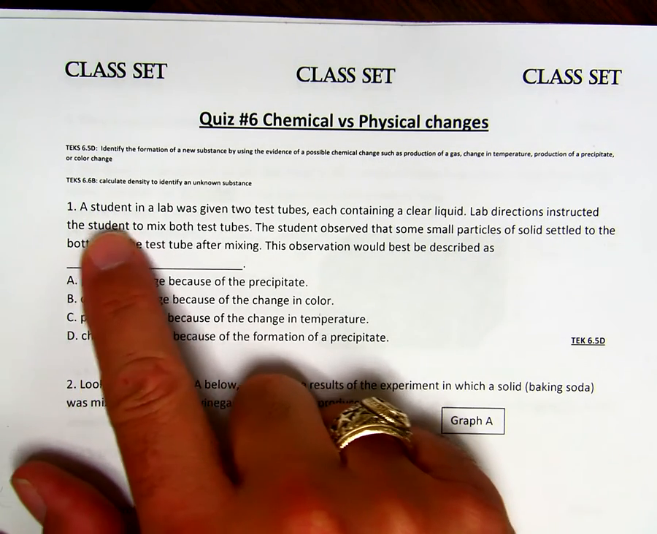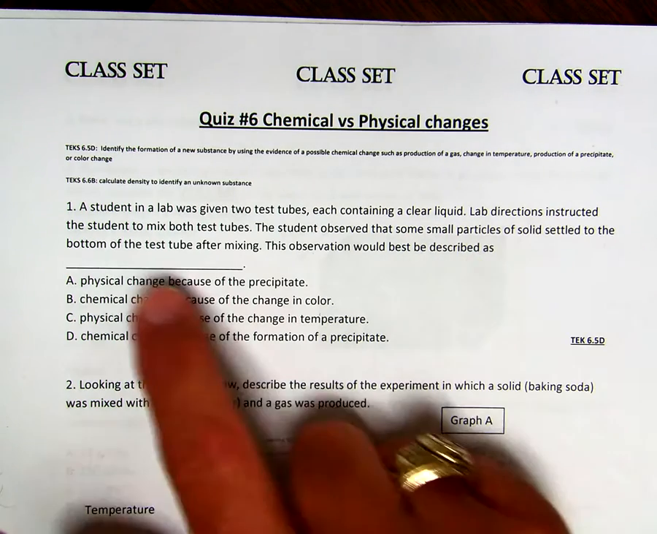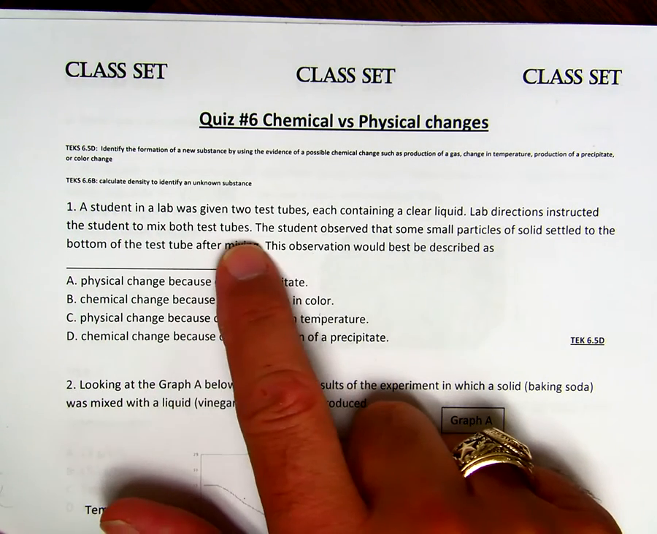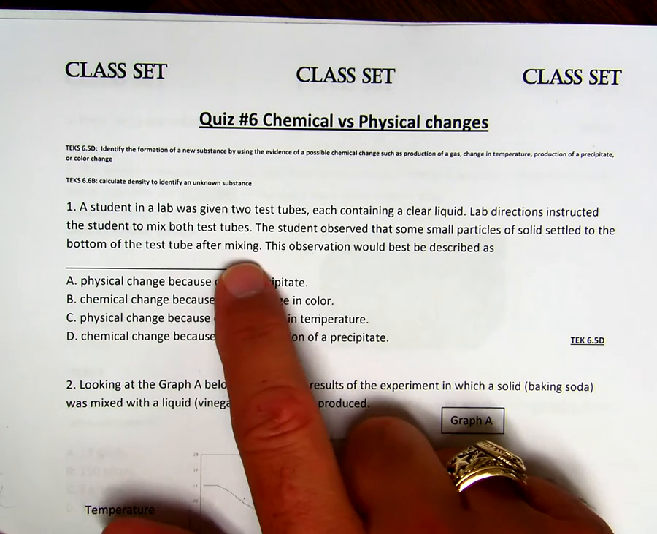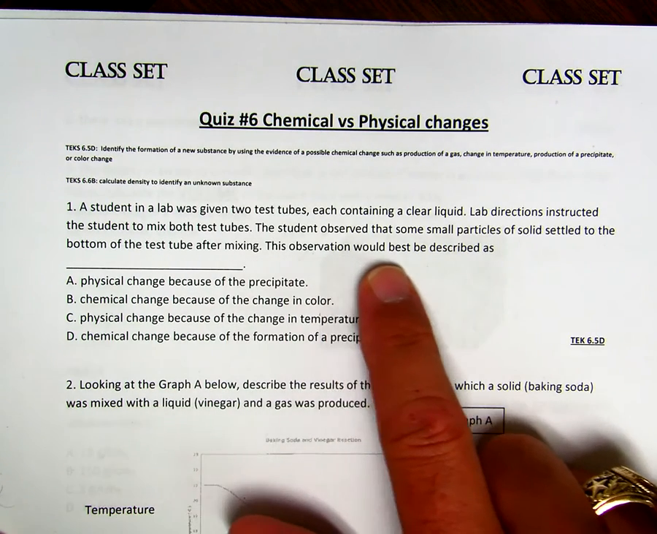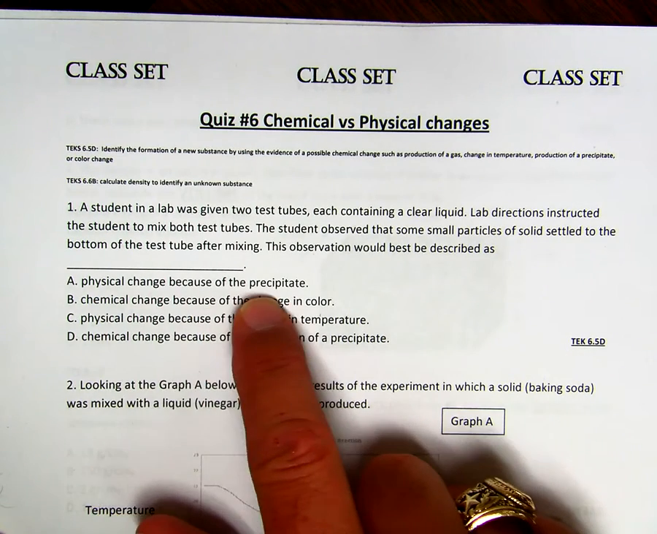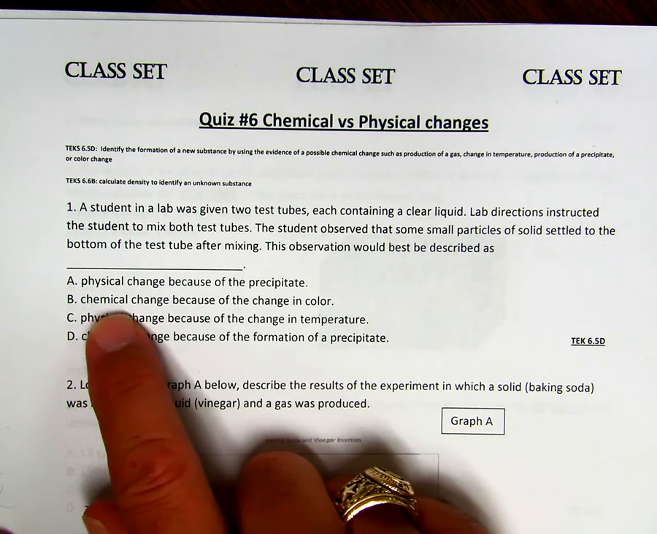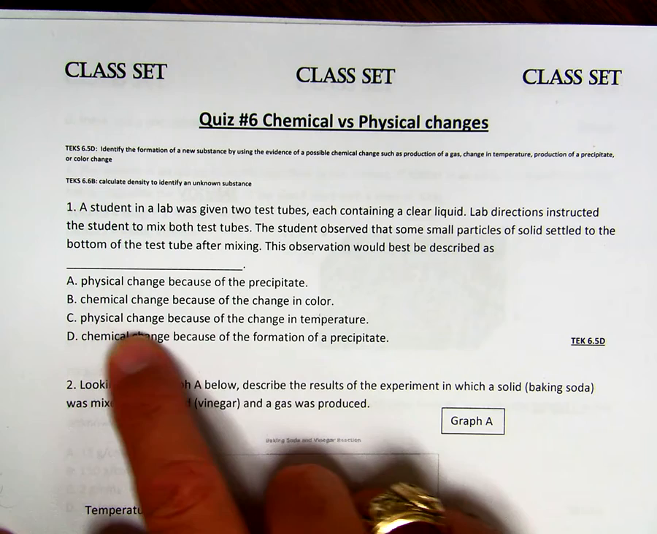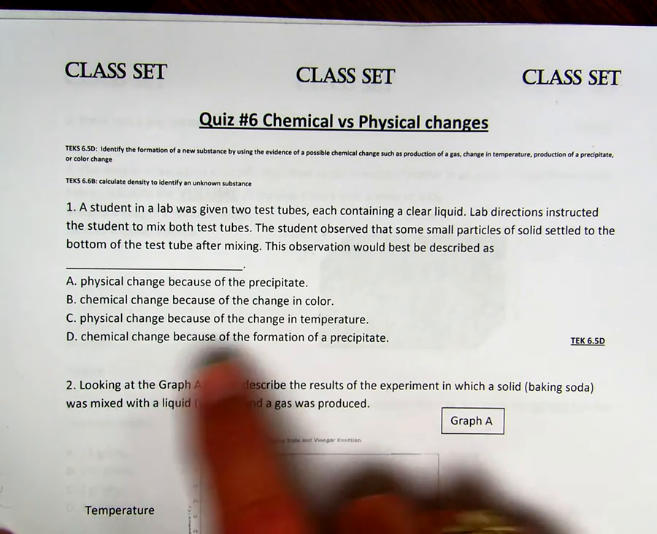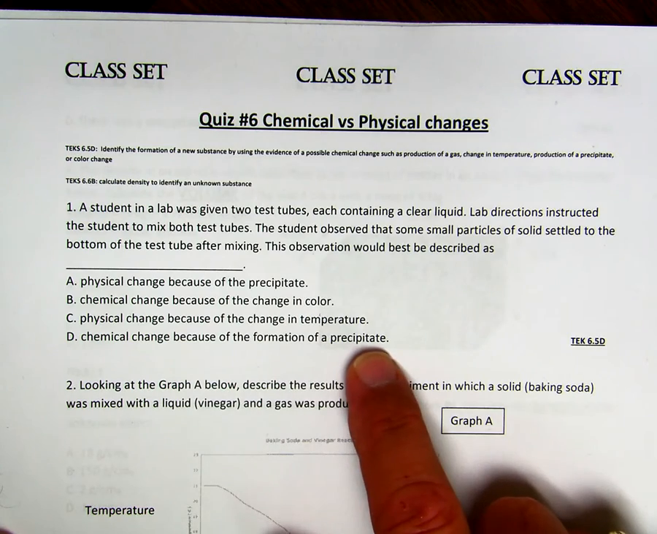Number 1, a student in a lab was given 2 test tubes, each containing a clear liquid. Lab directions instructed the student to mix both test tubes. The student observed that some small particles of solid settled to the bottom of the tube after mixing. This observation would best be described as A, a physical change because of its precipitate, B, a chemical change because of a change in color, C, a physical change because of the change in temperature, or D, a chemical change because of the formation of a precipitate.